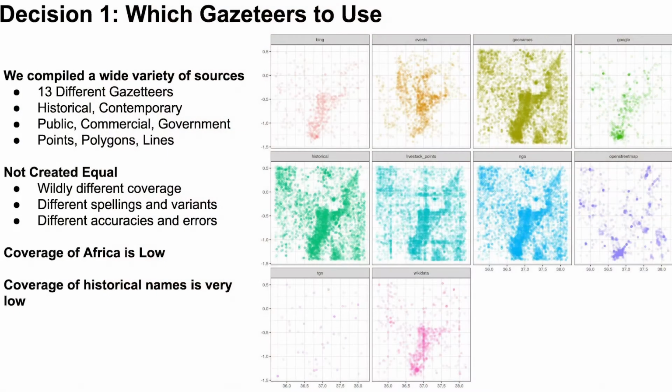The first decision is which gazetteer to use or which combination of gazetteers to use. For those of you who have never worked with this kind of data, gazetteers are just a list of place names, sometimes alternate names, and then the type of place it is, and then the latitude and longitude or some boundary polygon. We found over 13 different gazetteers that cover our area in Kenya.